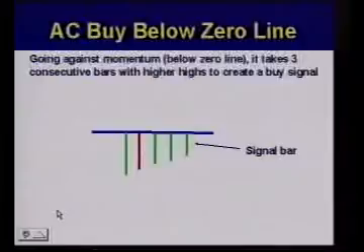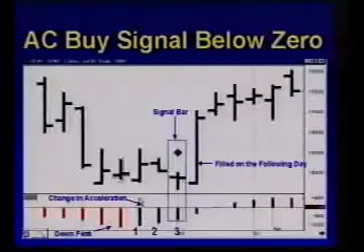Now the AC buy below the 0 line. And I have placed at the top going against momentum below 0 line. It takes 3 consecutive green bars with higher highs to create a signal. What that really means is below 0, it's going to be easier for you to sell, for the market to go down. So if we're trying to buy below 0, we're going to make it a little harder. It's going to take 3 consecutive green bars. So acceleration has to increase 3 days or 3 time periods, whatever time chart you're looking at, consecutively to create the buy signal.